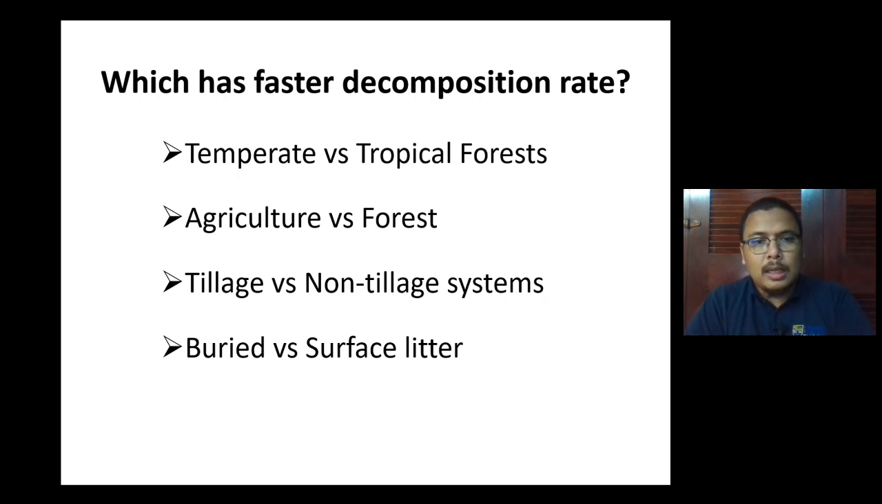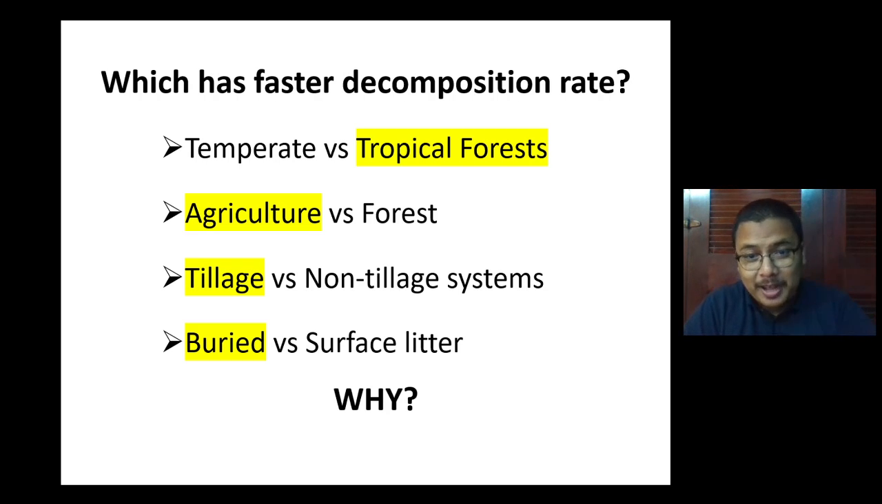Now go and do some readings and try to answer these questions. First, which ecosystem or environment or condition has a faster decomposition rate: between temperate and tropical forests, between agriculture and the forest, between tillage and non-tillage systems, between buried and surface litter? No worry, I'll give you the answer. But can you explain to me why?